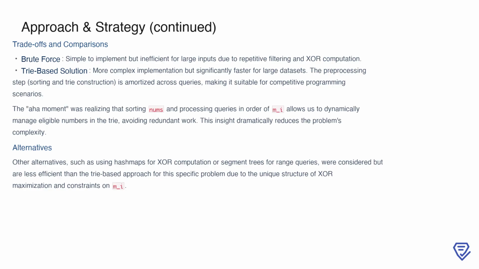The key realization here is that by sorting nums and processing queries in the order of their m_i values, we avoid redundant work by dynamically updating the tree with only the necessary numbers. While alternatives like hash maps or segment trees were considered, they are less efficient for this problem. The tree's ability to leverage XOR properties combined with constraints on m_i makes it the ideal solution.